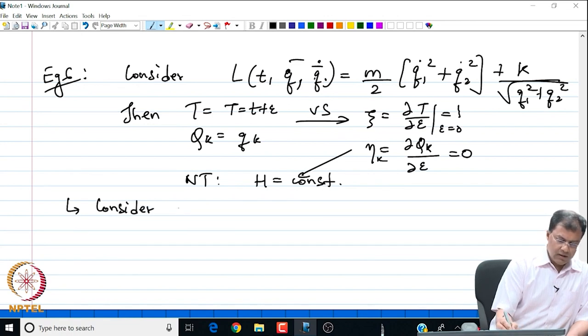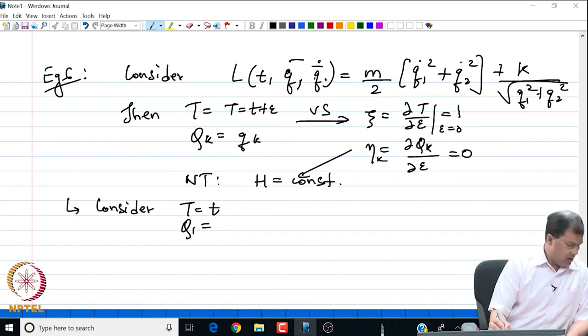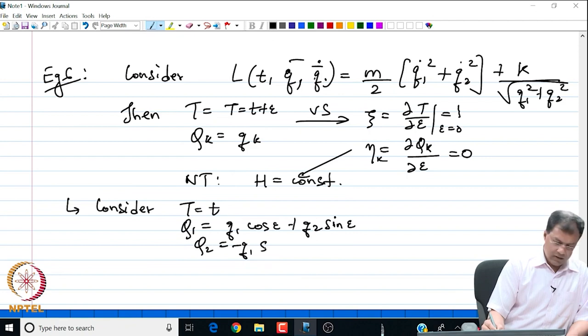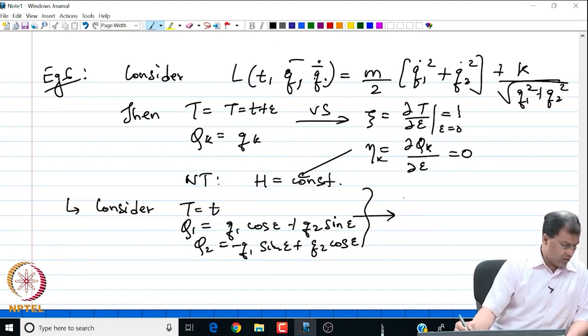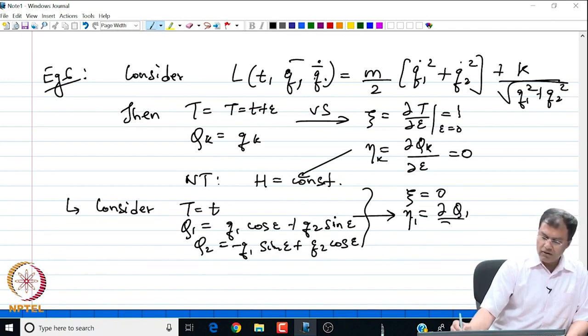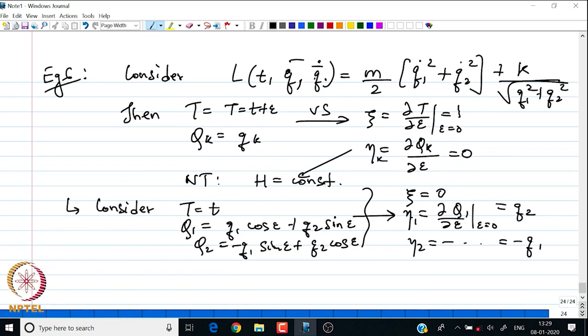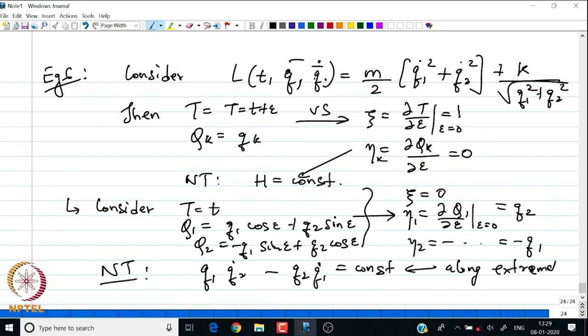Now consider the transformation t equal to t, a rotational transformation, Q1 equal to q1 cos epsilon plus q2 sin epsilon, and Q2 equal to minus q1 sin epsilon plus q2 cos epsilon. From here, via Noether's theorem, my infinitesimal generators are xi equal to 0, eta 1, the derivative of Q1 with respect to epsilon at epsilon equal to 0, gives me q2, and eta 2 gives me negative q1. And from here, Noether's theorem tells me that the conservation law is q1 q2 dot minus q2 q1 dot equal to a constant, along the extremals q bar.